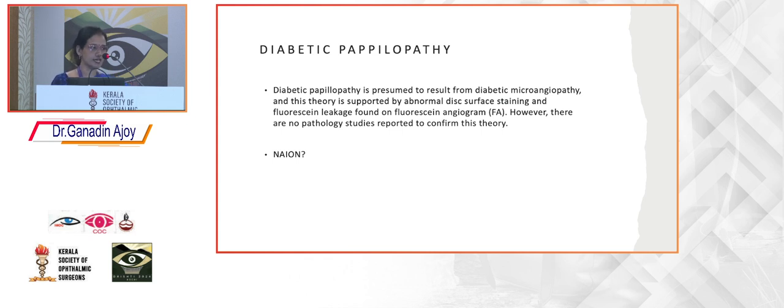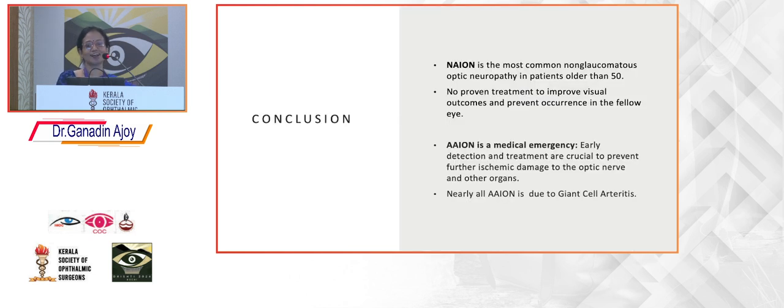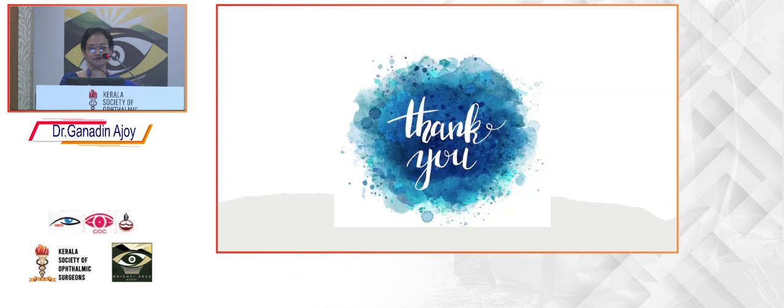There are no pathological studies to confirm this theory. So is it NAION? Is it not NAION? The tug of war goes on. I consider it part of ischemic optic neuropathy and treat it as such. So to conclude, NAION is the most common non-glaucomatous optic neuropathy in patients older than 50. No proven treatment to improve visual outcomes. Arteritic AION is a medical emergency, and nearly all are due to GCA. Thank you.